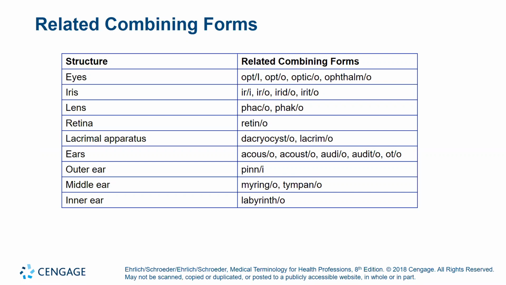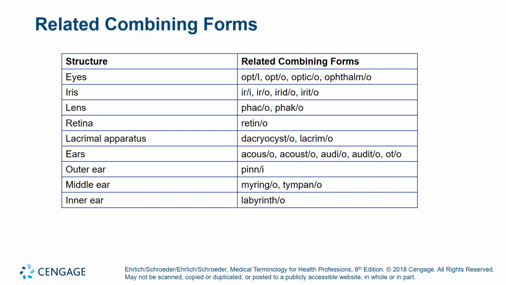Iris, we have iri, iro, irido, irito. Lens, we have phaco and phaco, one with the C and one with the K. Retina is retino. Lacrimal apparatus is dacrocysto and lacrimal. Ears, we have acousto, audio, audito, and oto. Outer ear is peni. Middle ear is myringo and tympano, and then the inner ear is labyrintho.